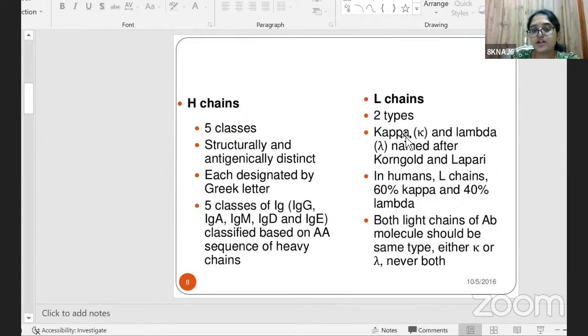And then the light chains, like I told you, have kappa and lambda types. You have about 60% kappa chains and 40% lambda chains. But you do not have a combination of lambda and kappa together. Never.